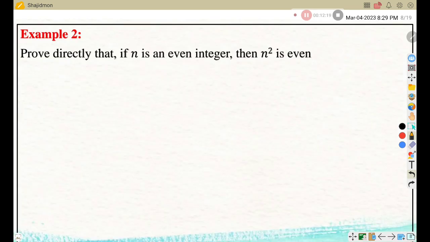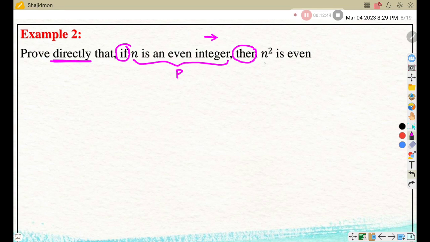Okay, let me do one more question here so that you will understand more. Question number 2: prove directly. Okay, a direct proof we need to use. Prove directly that if n is even, then n square is even, correct? The word if means it is a conditional statement. N is an even integer, that is the P statement. And n square is also an even number, that is the Q statement, correct?